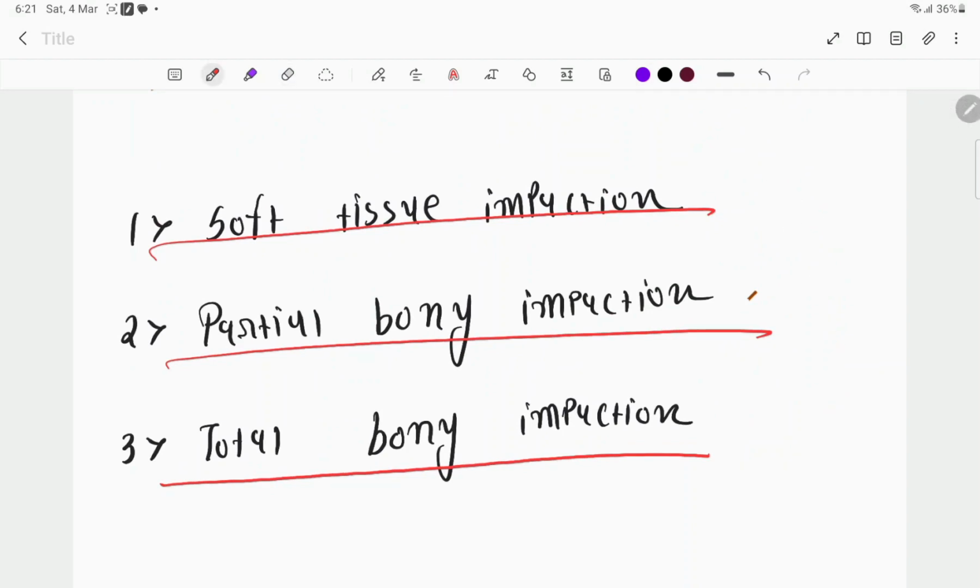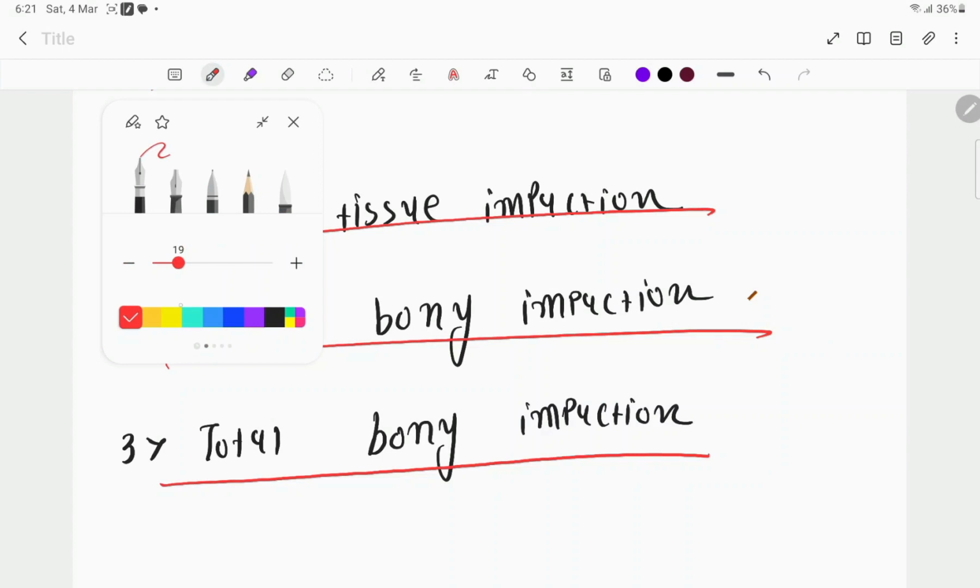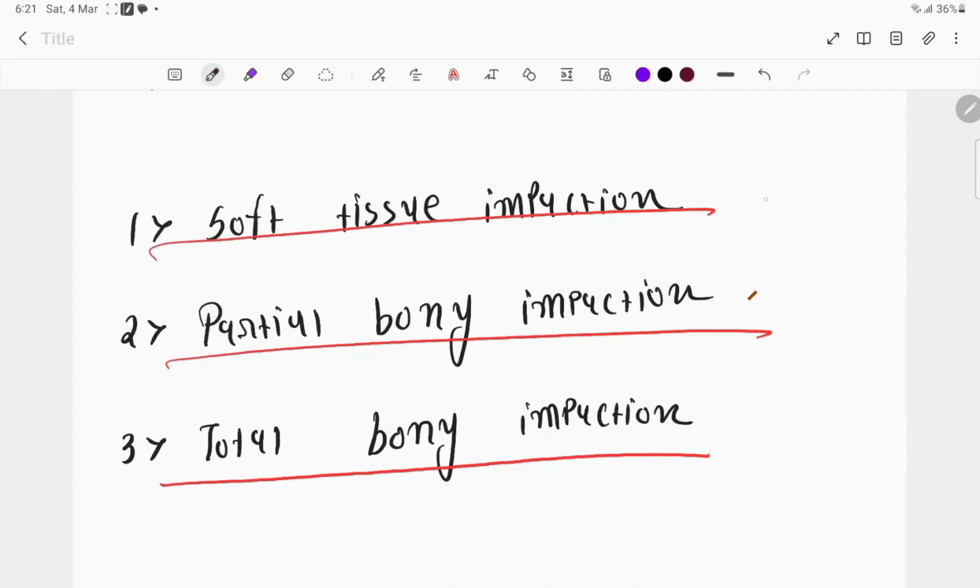Suppose this is our mandible. Okay, this is our mandible. Yes, this is our mucosal line. Okay, then this is the tooth. Okay, impacted tooth. Now it is just beyond the soft tissue. Okay, that's why it is a soft tissue impaction.